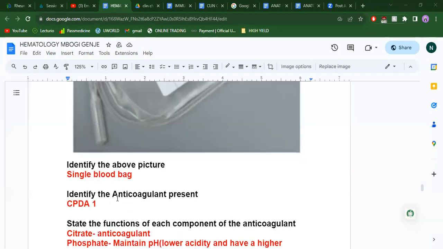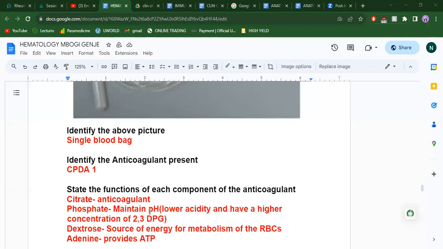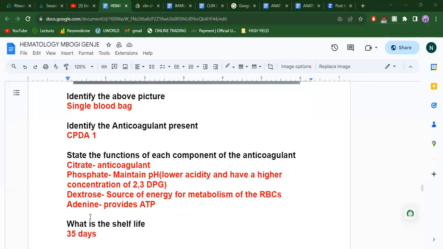Then state the functions of each component. Citrate is the anticoagulant. I remember the blue top has sodium citrate, so it's the anticoagulant. Phosphate maintains pH; it lowers the acidity and gives a higher concentration of 2,3 BPG. Dextrose is the source of energy for metabolism of the RBCs. Adenine provides energy in the form of ATP. Shelf life of CPDA is 35 days.